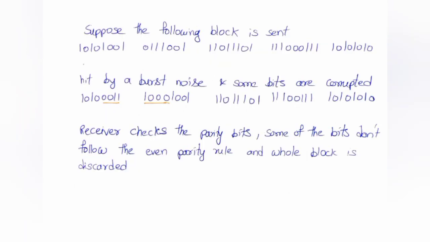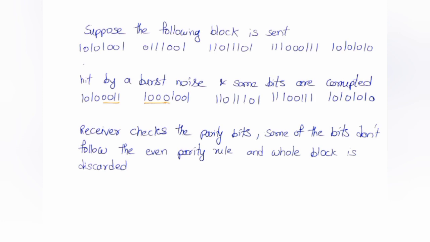So using the 2-dimensional parity check, suppose the following block is sent. Okay, so this message we are sending. It is hit by a burst noise and some bits are corrupted. Okay, burst noise means that more than 2 bits of the message got changed here. So 0011001 is converted to 0011, and the 0s and 1s are converted to 1000. So in this manner, there is a burst noise error here.